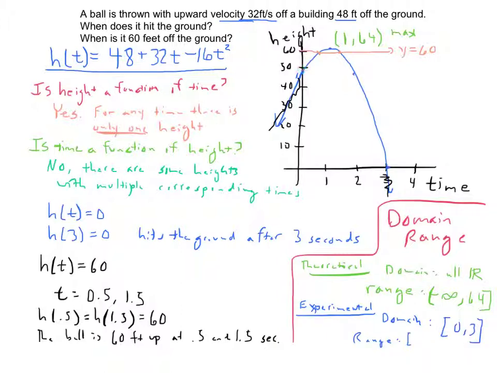Range is a similar story. It's starting here at 48, goes up to the top that is going to get 64, plummets down to 0, hits the ground, stops. 48 doesn't need to be listed. So it's only this interval 64 down to 0, or change the direction 0 to 64.